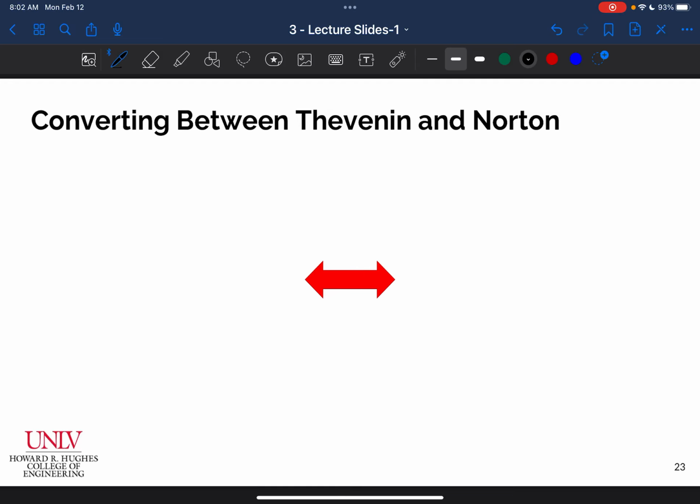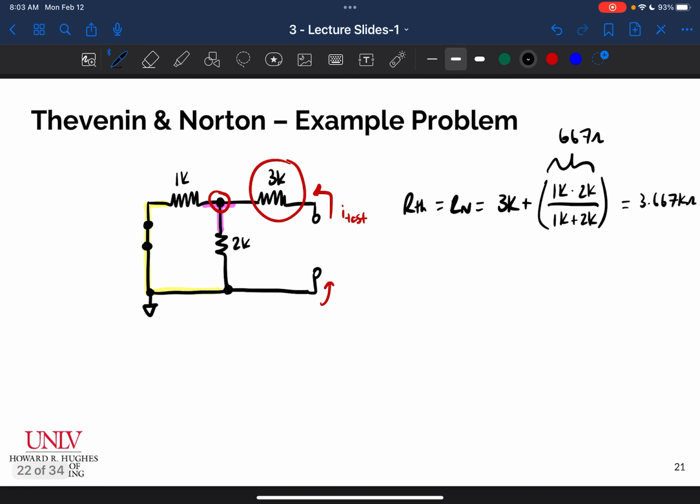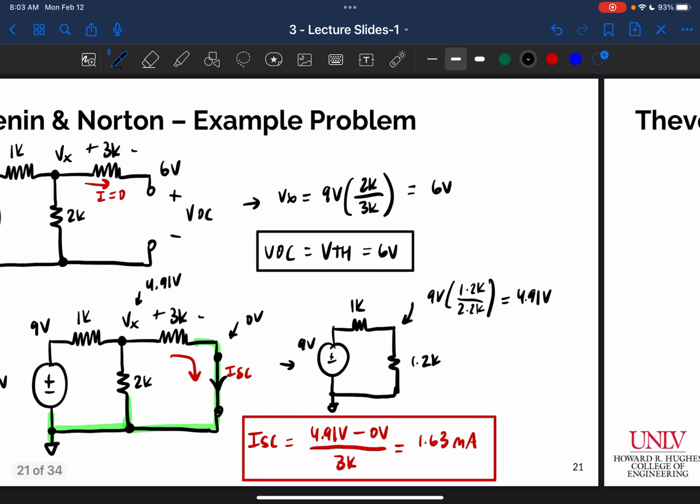All right, so we finished up our Thevenin Norton example here. Basically found our Thevenin and Norton equivalent circuits and went ahead and validated those circuits by putting our load resistor back into the circuit, testing to make sure that our load voltage and our load current were the same as they were in the original circuit, which was this circuit here. And we validated that the output voltage was indeed 1.28 volts and the load current was 1.28 milliamps.